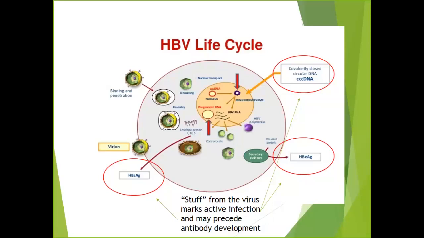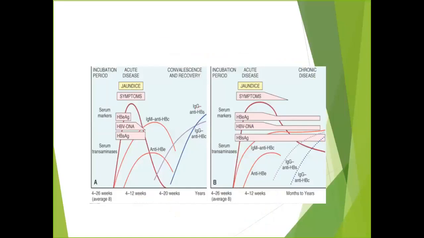Okay, so thinking about how do I diagnose this person who's looking at me and saying, do I have hepatitis B? The average incubation is about 8 weeks, but it can be 4 to 26 weeks from the time of exposure to developing symptoms. The early stuff is what you're going to see. That's the stuff of the virus, the surface antigen, the envelope antigen. You can actually measure the DNA. You can't measure the core of the virus, but you can measure the DNA. And then the antibody response comes later.